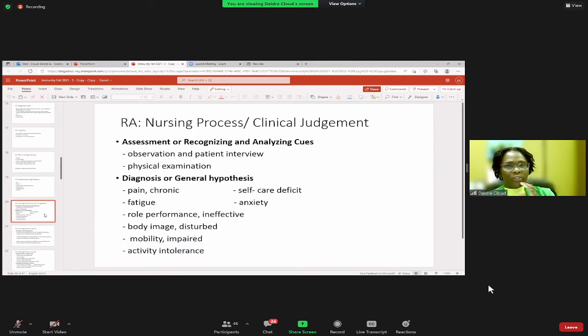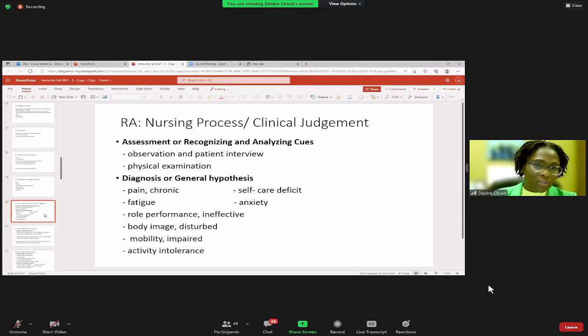And so, nursing process clinical judgment. Again, rheumatoid arthritis is hard to diagnose, so we have to do good patient observation, a good patient interview, and physical examination. So we're looking for that warmth and that tenderness and that swelling and that joint deformity, right? Because we have to help with this diagnosis.